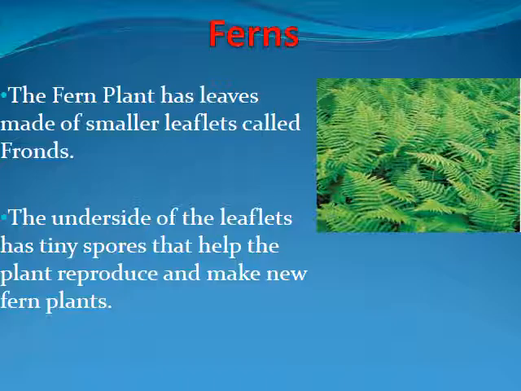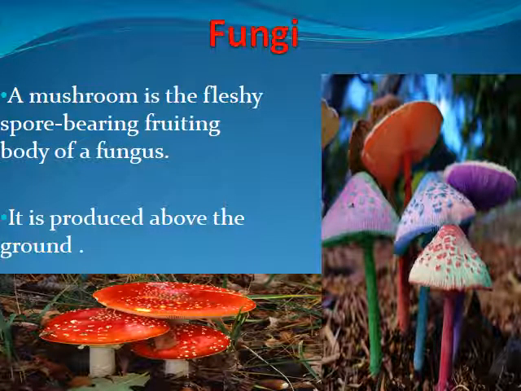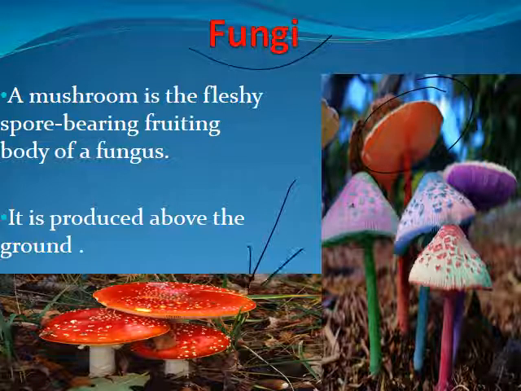The last one, we are going to talk about the fungi. Mushrooms are types of fungi. What is a mushroom? A mushroom is the spore-bearing fruiting body of a fungus. It is produced above or under the ground. This is the mushroom we are talking about. Some are poisonous mushrooms that we can't eat. Okay?